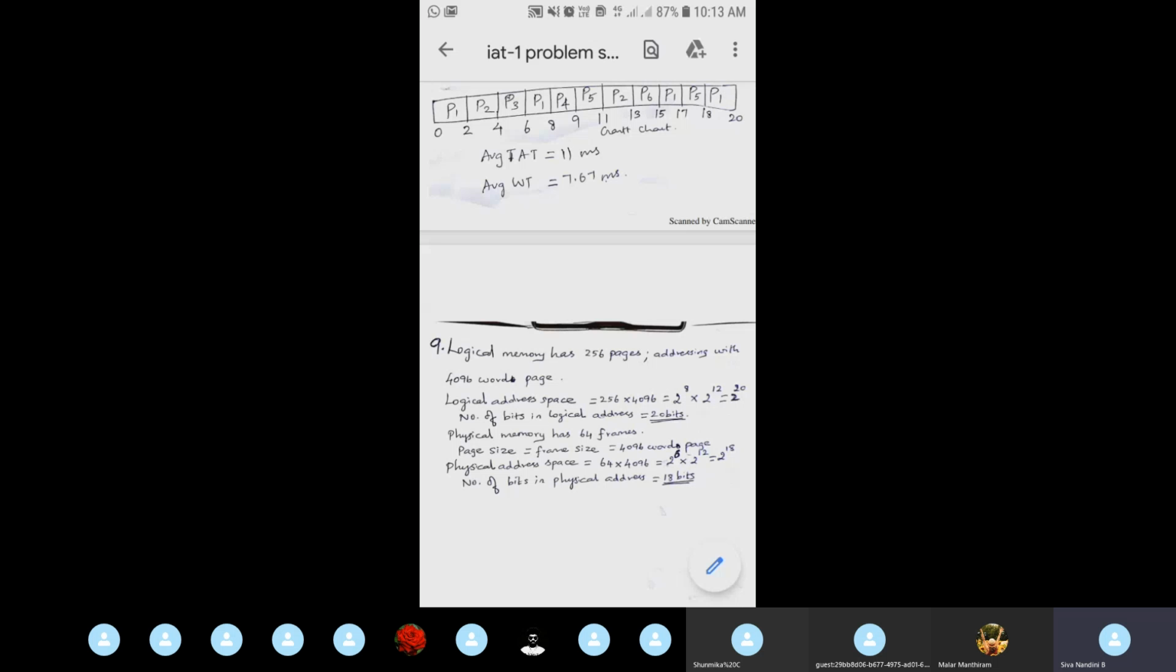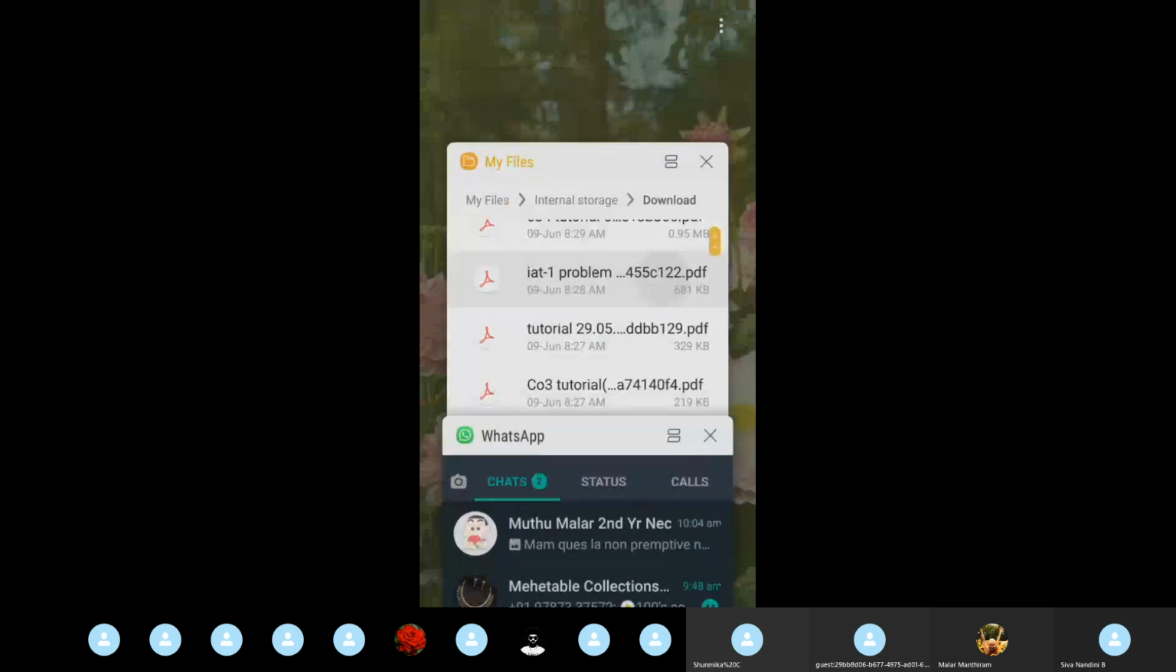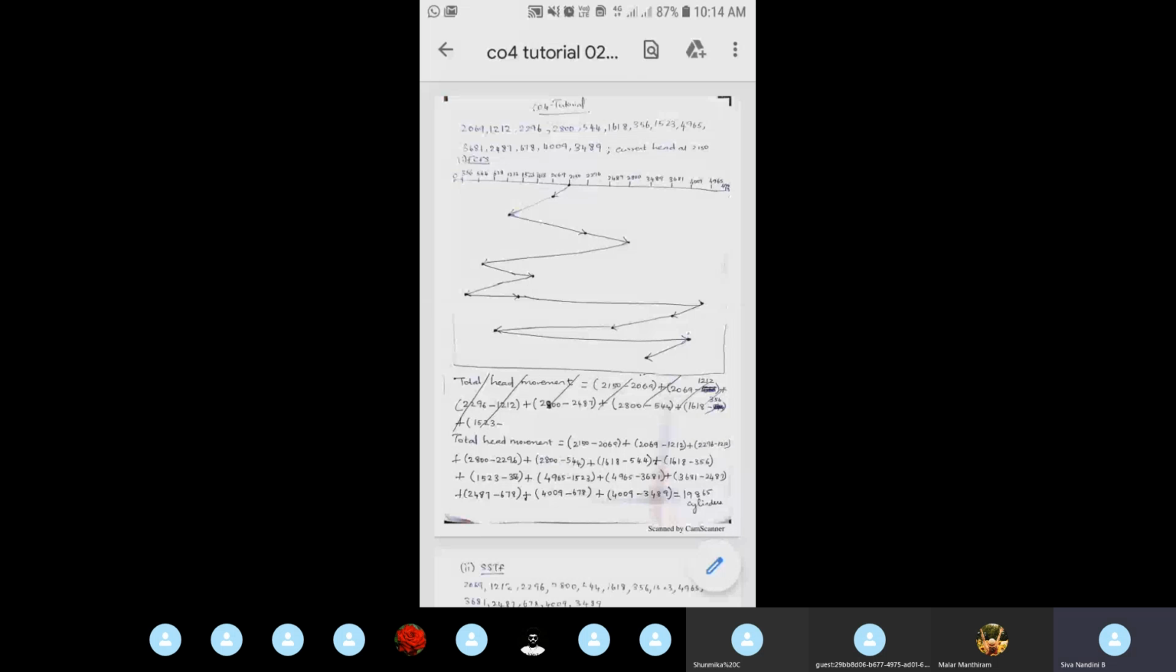We'll be obtaining it in power of 2. While obtaining, we'll be getting 2 power 18. So the number of bits in the physical address, the power value is 18. So this is 18 bits. I hope now all your IIT problem doubts will be cleared. If you're having any doubt in this, you can ask me. Okay, no one is having any doubt, I hope.